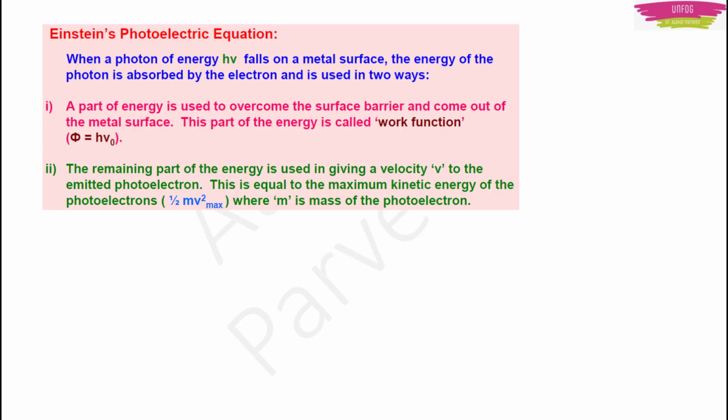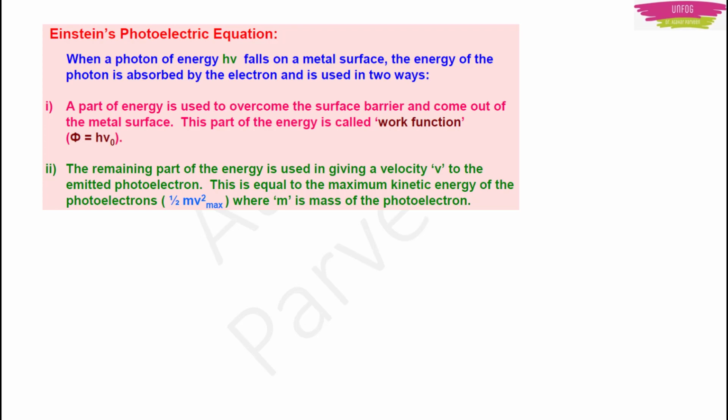After the observations and all the conclusions, Einstein explained why and how this is happening. He gave one equation, the photoelectric equation. It is a very well known equation. Let's talk on it. When a photon of energy h nu falls on the metal surface, the energy is h nu, right? So when this photon falls on the metal surface, the energy of the photon is absorbed by an electron on the metal surface, and after absorption, the electron uses this energy in two ways. What is the first use? One part of the energy is used to overcome the surface barrier. It is used to come out of the metal surface.